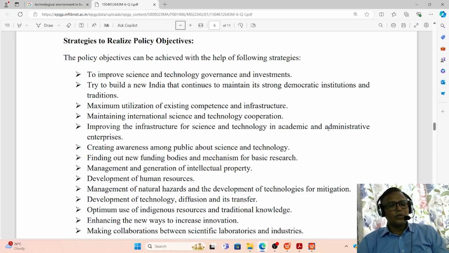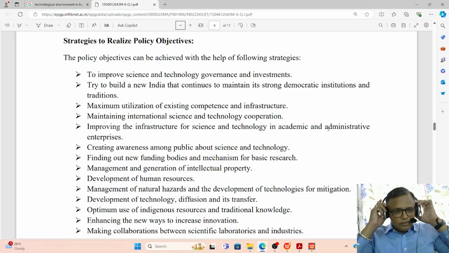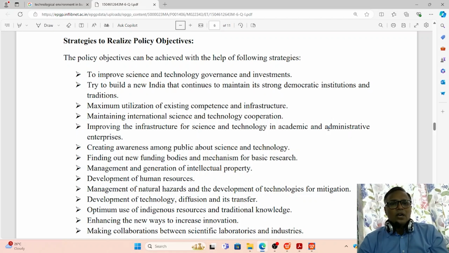Third is the maximum utilization of the existing competence and infrastructure. It is a very simple point which represents that all the organizations should be able to optimize the resources which are available to them, either tangible or intangible, whatever assets they have. Those assets should be used such that their maximum competence is used in the form of the resources available to them. Next is about maintaining international science and technology cooperation, due to the impact of globalization and internationalization.